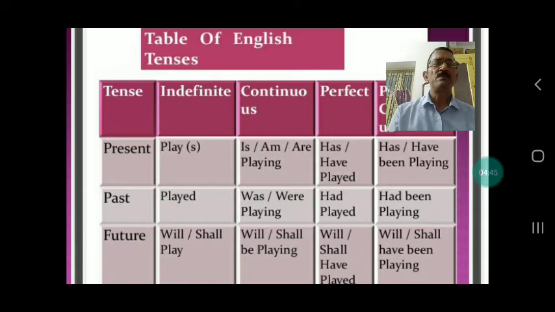The same condition does not exist for the future. There is a change: the use of shall or will plus the present form of the verb in indefinite. In continuous, there is the use of shall or will plus be plus V1 plus ing. If it is future perfect, then shall or will plus have plus V3. And if it is future perfect continuous, we can use shall or will plus have been plus V1 plus ing.